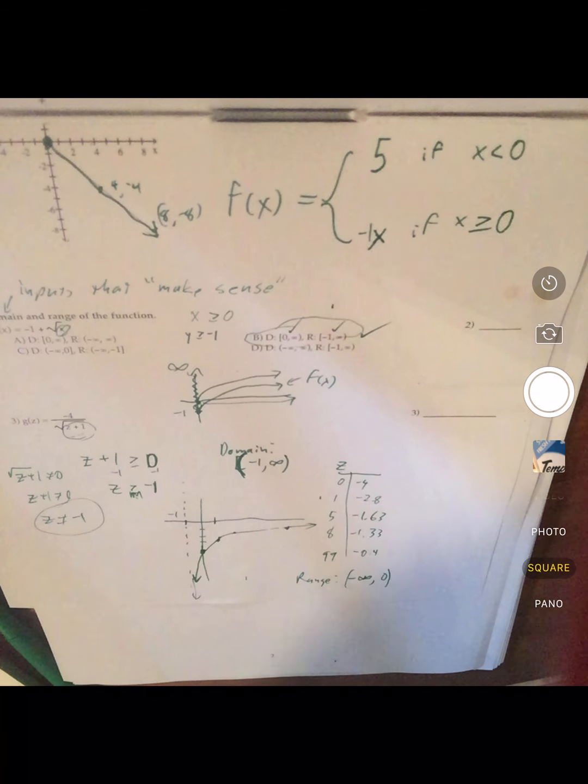That's wrapping up problem 3. I do have one more I want to get to on this document.